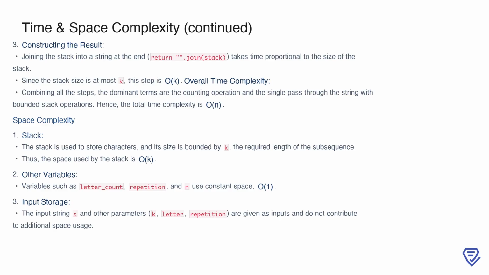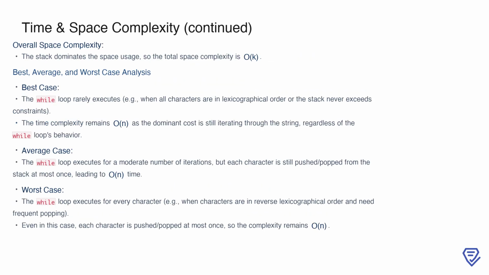Shifting focus to space complexity, the stack is the main contributor. Its size is limited to k, meaning it uses O(k) space. Other variables such as letter_count, repetition, and n occupy constant space, which is O(1). Additionally, the input string s and the parameters k, letter, and repetition do not contribute to extra space usage as they are inputs rather than created data structures. This gives us an overall space complexity determined by the stack, which is O(k). To summarize the space usage, the stack is the dominating factor, leading to a total space complexity of O(k).